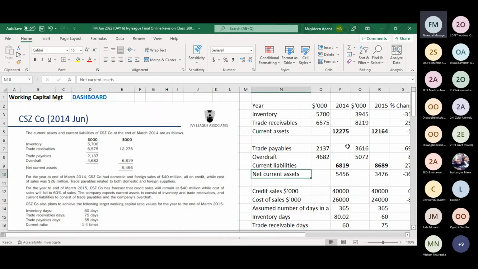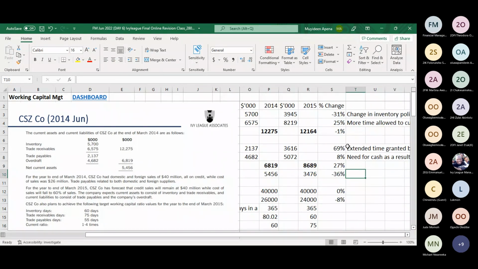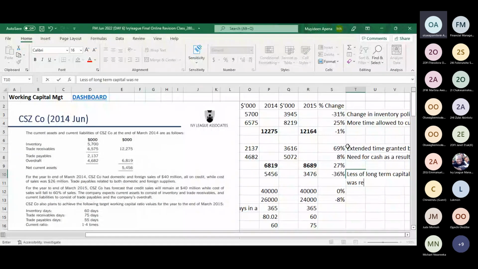What do you think has happened here? Net current assets. What happened to it? It declined. And what's the implication of this? I told you this, that whenever net current assets decrease, what do you think has happened in terms of funding? Less long-term capital. You agree with me? Yes, sir. Meaning that more funding is coming from short term, e.g. overdraft.